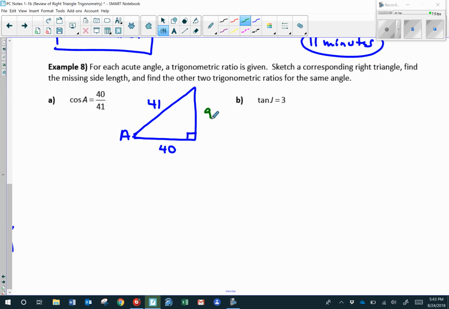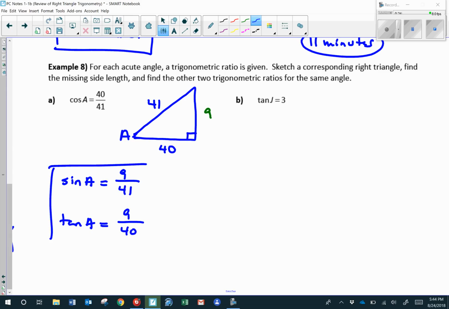So we can figure out that missing side using the Pythagorean theorem or using a Pythagorean triple to make it a little bit quicker. Then what we want is the other two trigonometric ratios. Sine of angle A is the opposite over the hypotenuse, so 9/41. And then tangent of angle A is the opposite over the adjacent, so 9/40, and we have our answer.